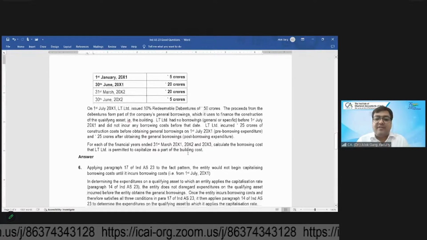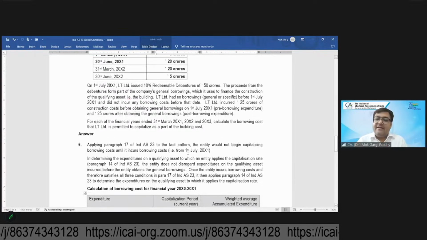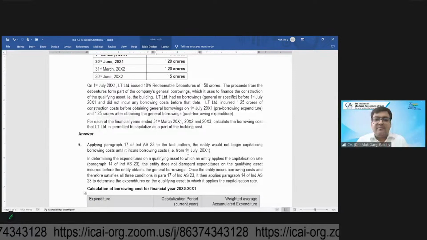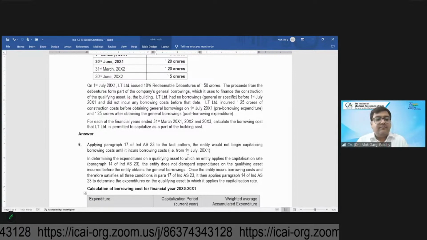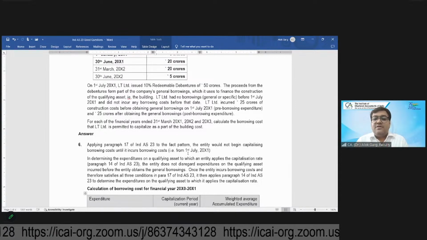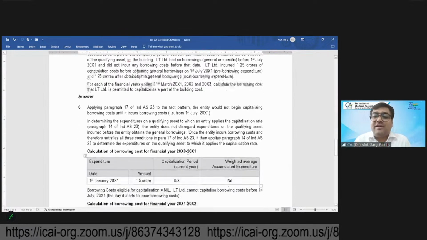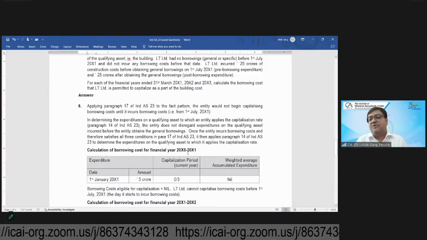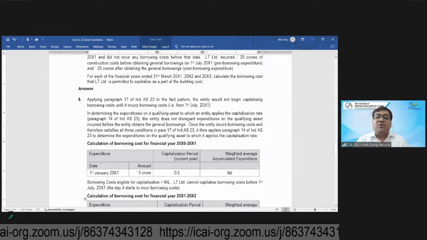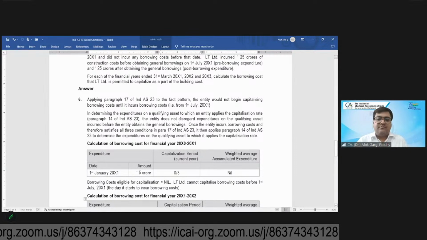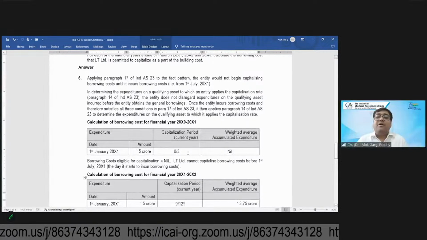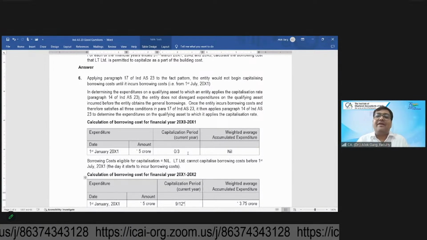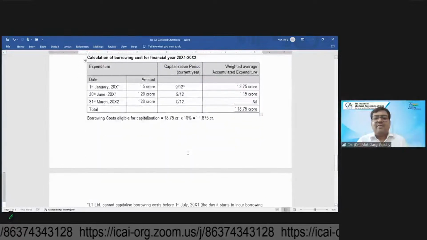You are not required to do anything. Is that clear? So there is no cost which is required to be allocated to 20x1. Borrowing cost capitalization is zero. Now we need to compute the borrowing cost for financial year 20x1-20x2. Correct?